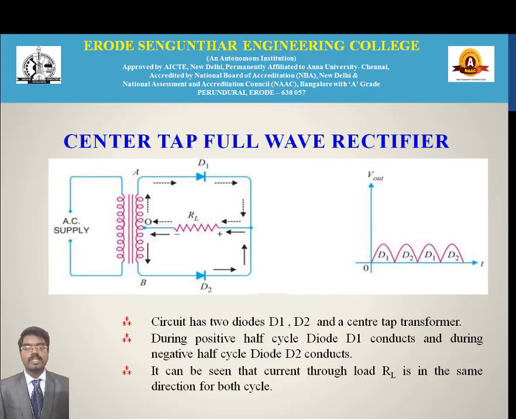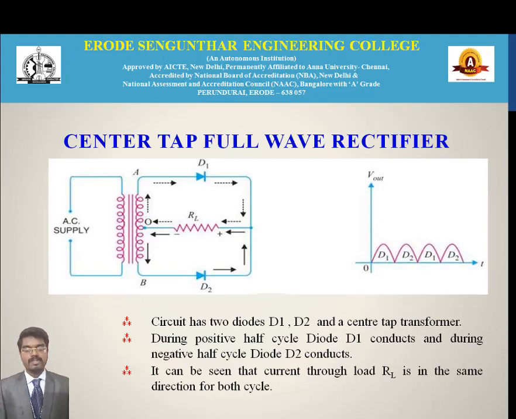Here the circuit contains two diodes D1 and D2 and a center tapped transformer. During the positive half cycle, the diode D1 will be in forward bias, so the current flow will be from the point A, D1, through the load resistor and ends at the point O.